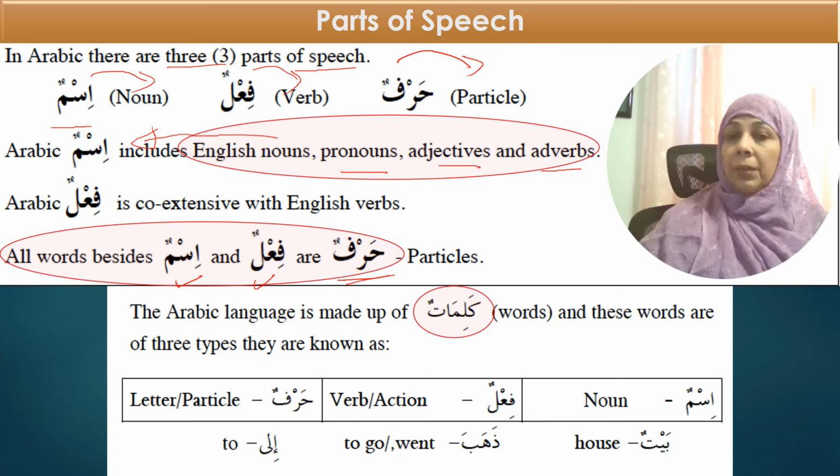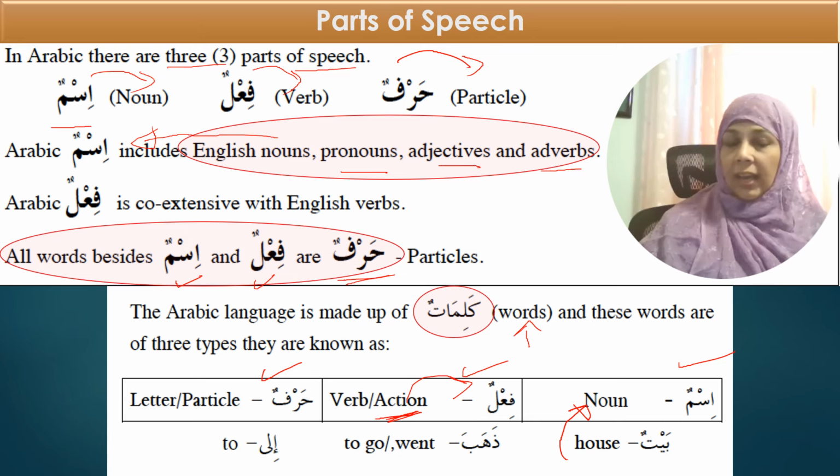Kalimat in Arabic means words. And as we said, the kalimat are of 3 types. They are ism, noun, fi'l, verb, and harf, particle. For example, baytun means house and it's a noun. Dhahaba means to go or went and it involves action. So it is fi'l. Ila means to and it is a harf, particle.